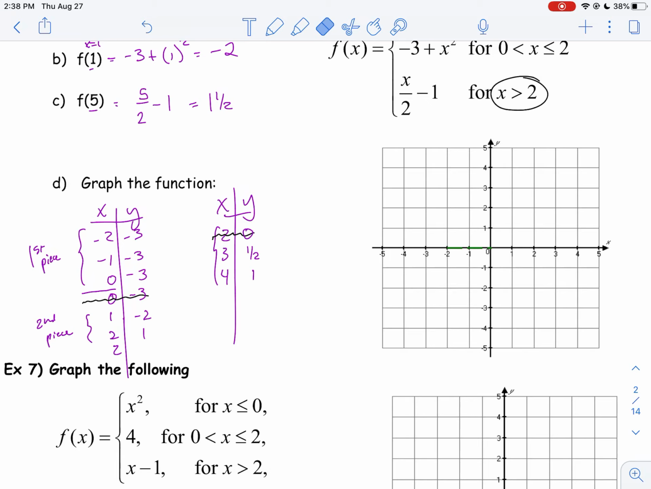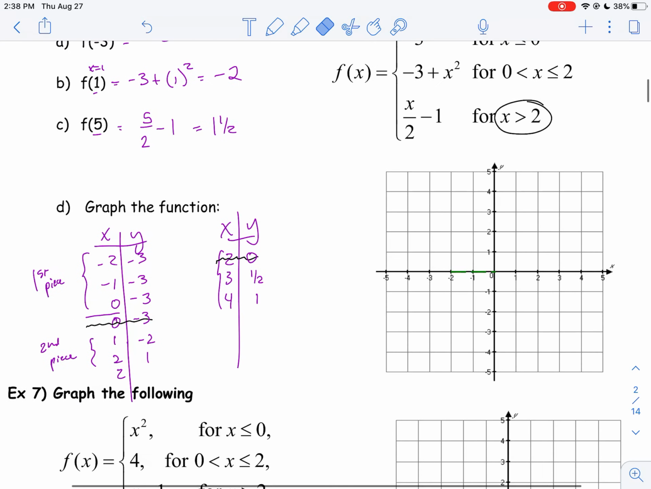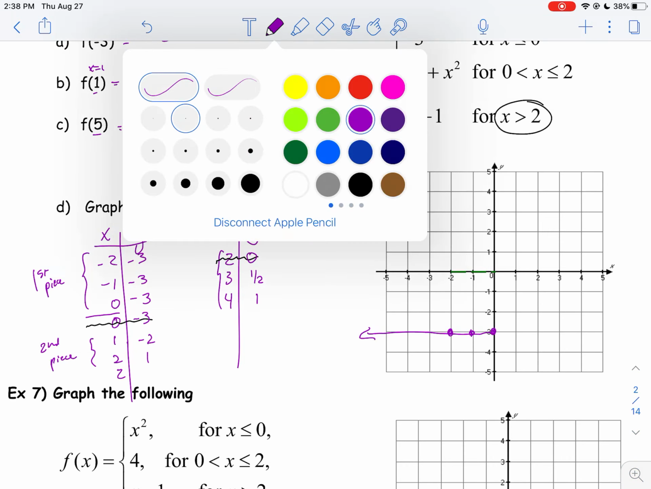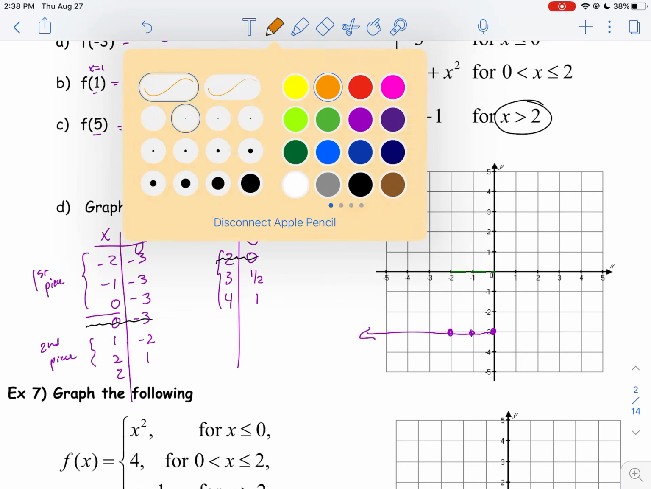I now plot these piece by piece. So the first piece has points at negative 2, negative 3, negative 1, negative 3, and 0, negative 3. And we can see the pattern that this would keep going this direction. So that's the first piece. At x equals 0, it shifts. I'm going to go ahead and plot these 2 points next. You know what? I think this would be helpful.